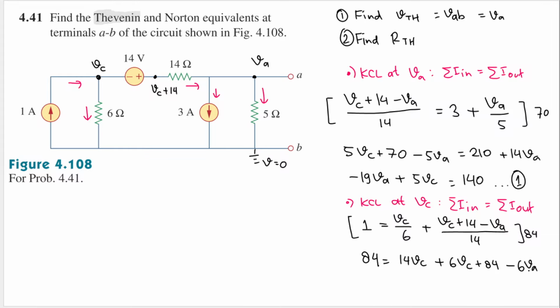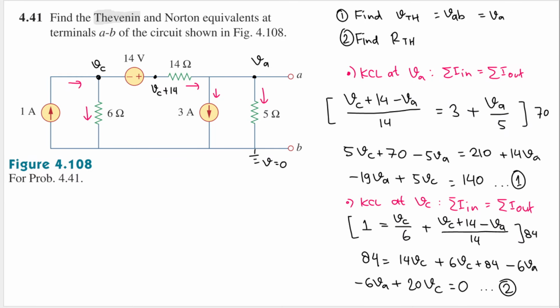Okay, that's good. So we will have minus 6 VA, and then plus 20 VC, right? So I have 20 VC. Good. And then 84 and 84 will cancel each other, so that will become 0. Okay, this is equation number 2.